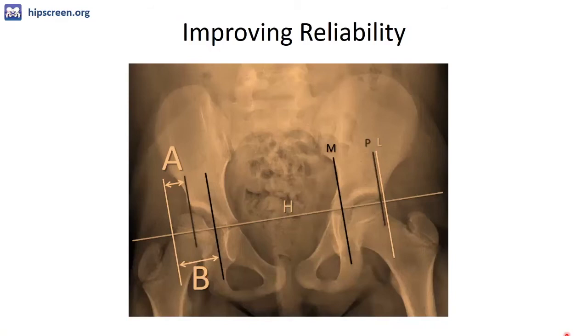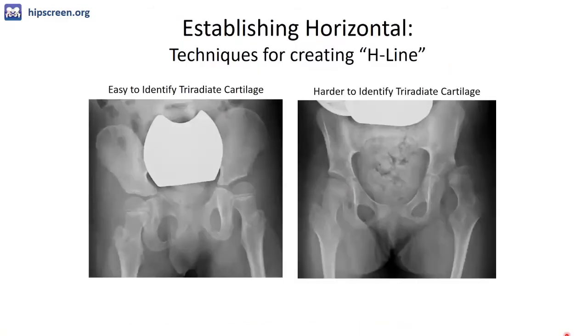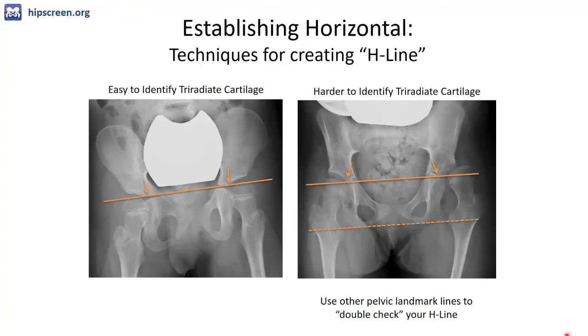Let's talk about ways that reliability can be improved by better understanding some of the more subtle features of X-rays. When establishing your horizontal line, it can be easy to do when the triradiate cartilage is nicely visible, like on this example on the left. But notice that on the example on the right, the features of the triradiate cartilage are a little bit more obscure. And so you can do your best guess to establish a horizontal line, but use another pelvic landmark to double check your H line. In this case, I use the ischial tuberosities.